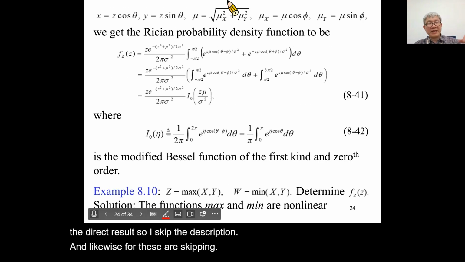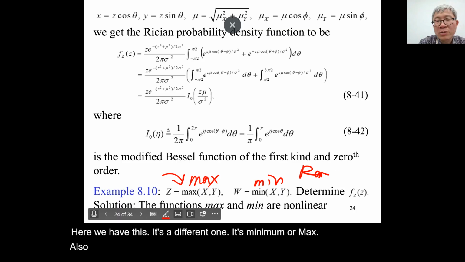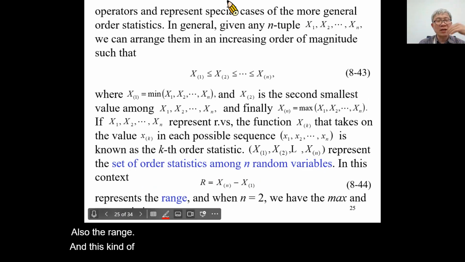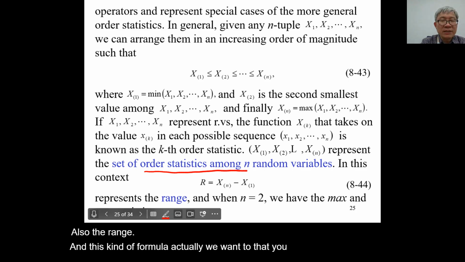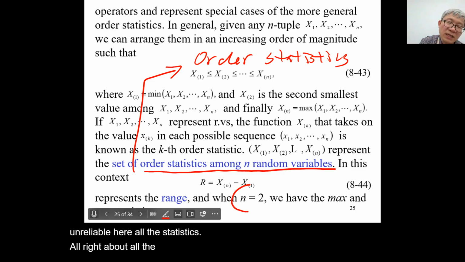Here we have this. It's a different one. It's minimum or max. Also the range. And this kind of formula, actually we want to let you know order statistics among a variable. Here, order statistic. Alright, about the order statistic, later we consider n equal to 2.